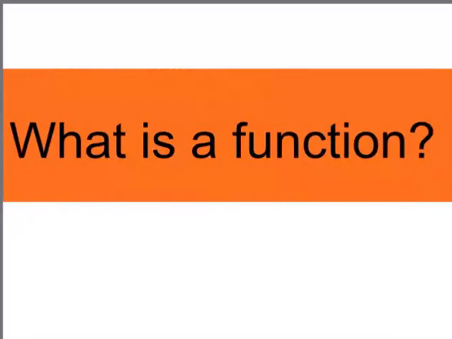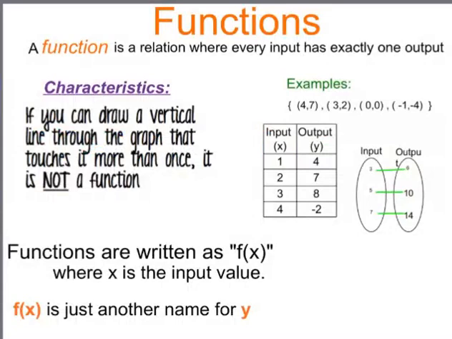So if these are what relations are, what is a function? What is a function in math? A function is something very specific. A function is a kind of relation. It's a very special kind of relation where every input has exactly one output. So that means when I put in a number, I can only get back one result. It's a very specific, very close-knit kind of relation.